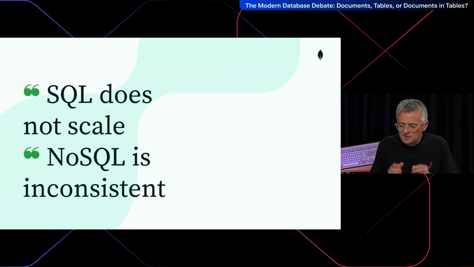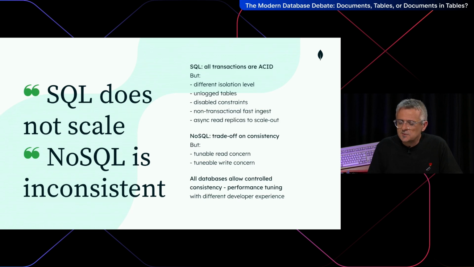So another myth was that SQL does not scale. But then, as you mentioned, there is new SQL that tries to scale a bit more. And there was also this idea that NoSQL is inconsistent. Today, you have transactions in MongoDB, so you can be fully ACID. You have the choice of the consistency for performance, but you can be fully consistent also. It's kind of tunable consistency.